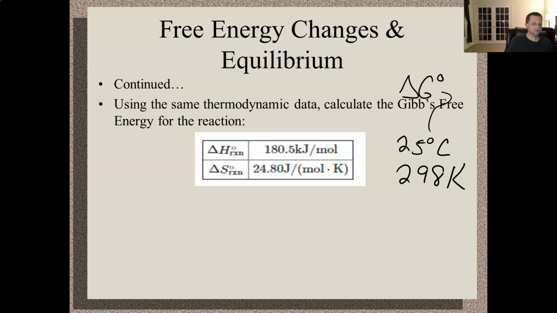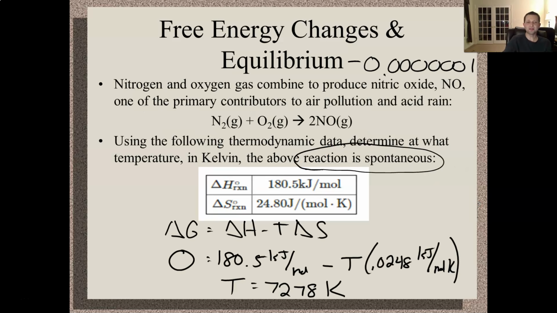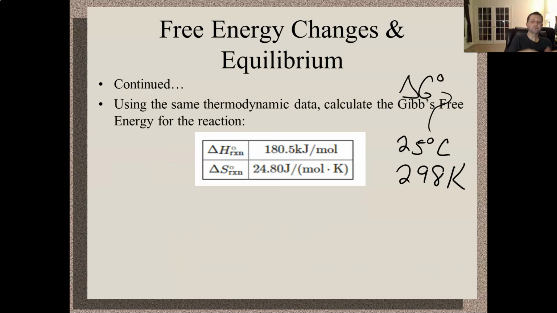Okay, so all you have to do here is set up your delta G equation. We have our temperature this time, because this question said, when is it spontaneous? I didn't know what the temperature was when it was spontaneous. Here, I know what my temperature is. I know my delta H. I know my delta S. I need to figure out what my delta G is going to be. All right, so let's set it up.